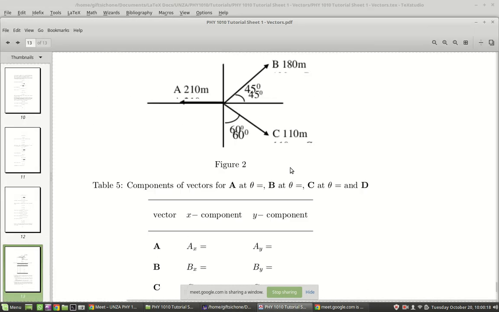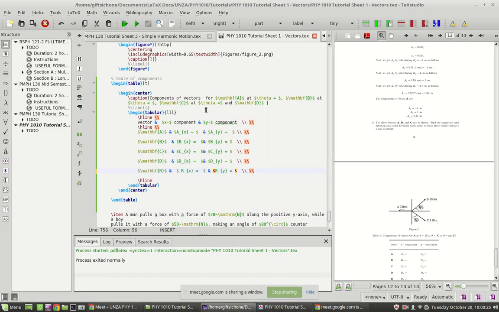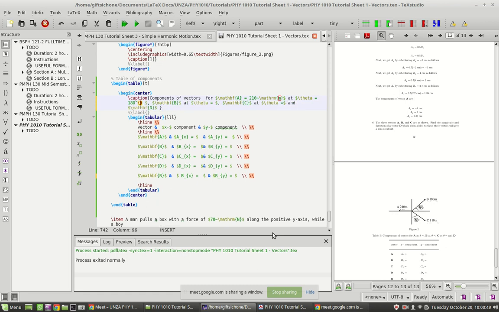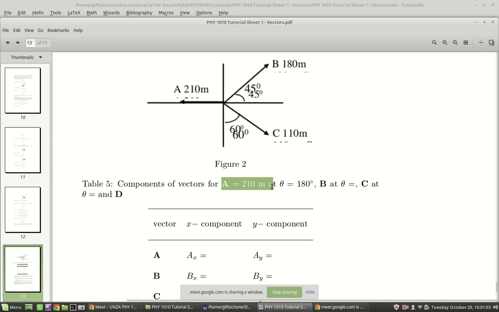When you look at the diagram, vector A, what's the size of vector A? 210 meters. And what's the angle it makes from the positive x-axis? 180 degrees. So our vector A is 210 meters at an angle of 180 degrees.